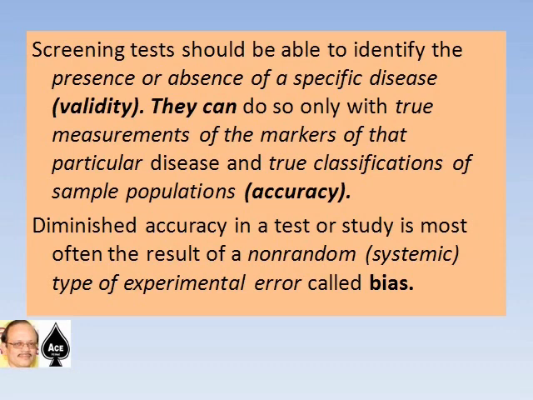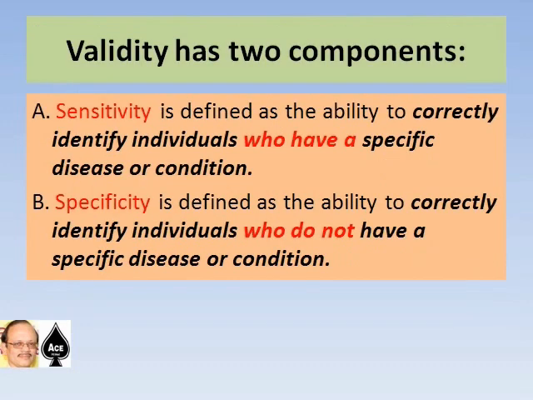So the error in accuracy is bias. Validity has two components, sensitivity and specificity. Sensitivity is defined as the ability to correctly identify individuals who have a specific disease or condition. Sensitivity is the ability to identify correctly people who have a specific disease or condition.